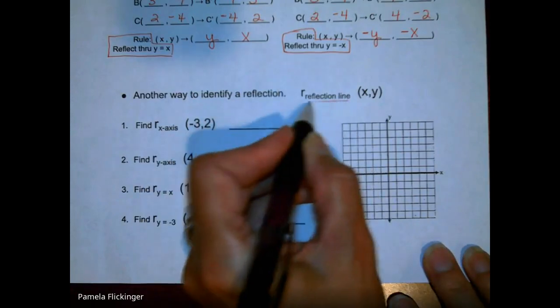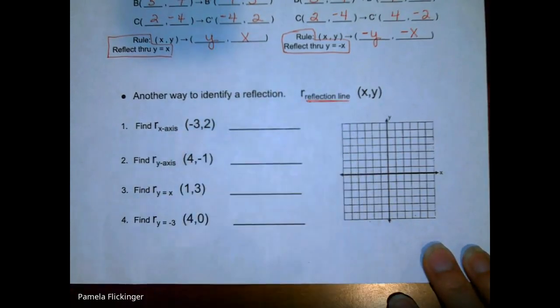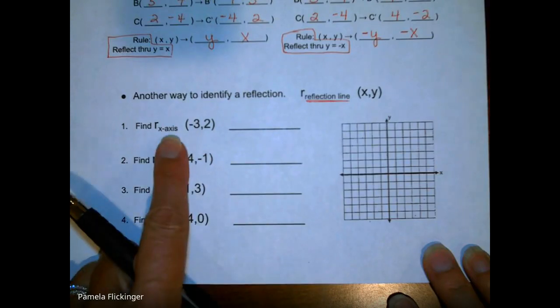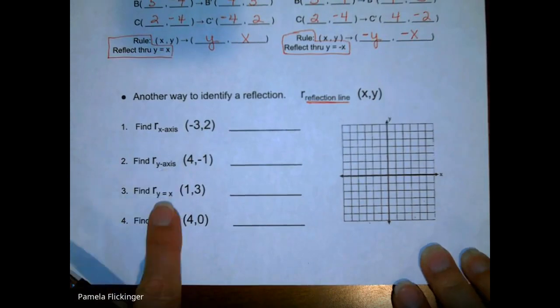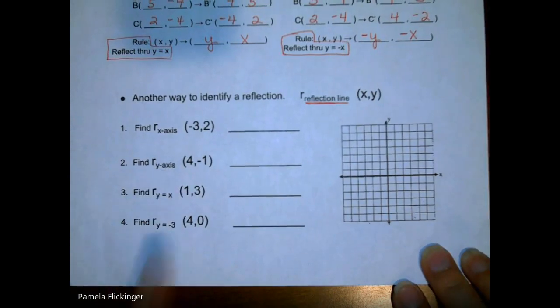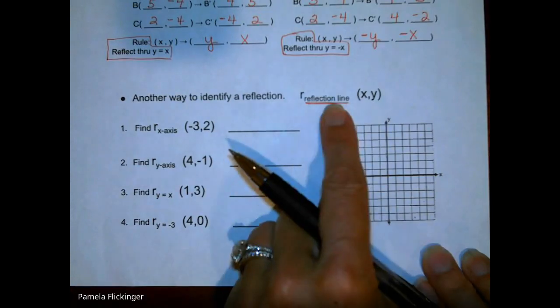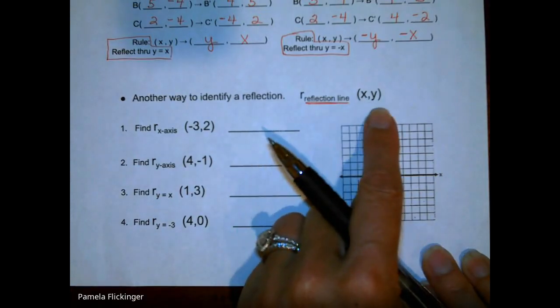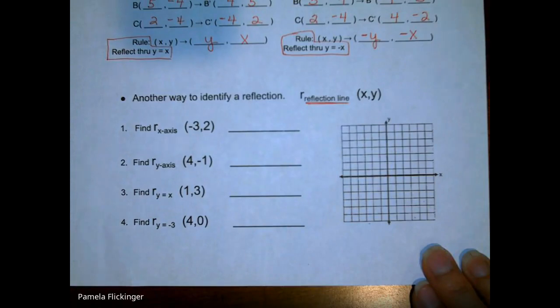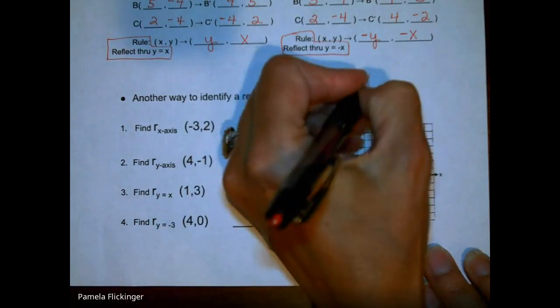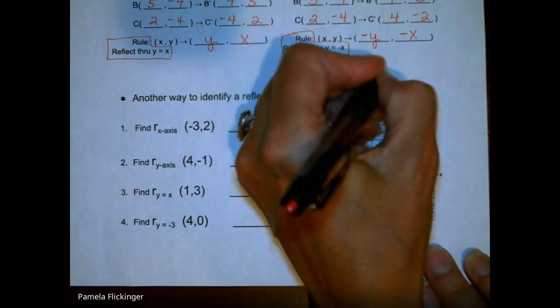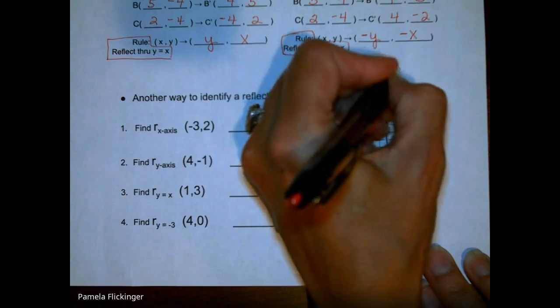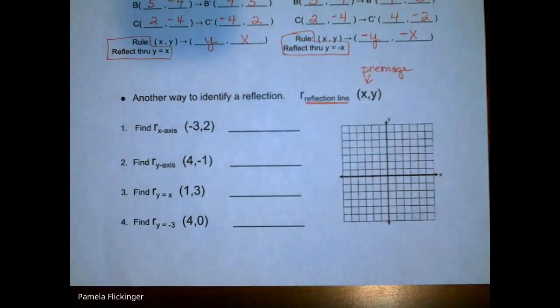What goes right here is where the reflection line is. So that might say, as you can see, x-axis, might be y-axis, might be y equals x, might be y equals negative 3. So what they want the line of reflection to be will be written there. And then behind it's going to be the ordered pair that is being reflected. So this is going to be your pre-image. That's what's going to be given.